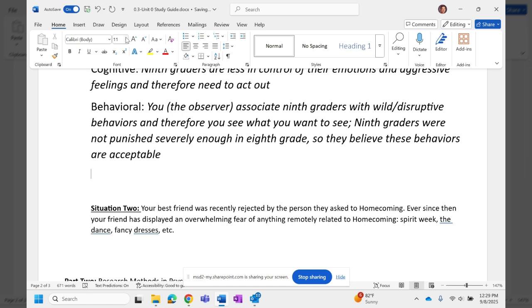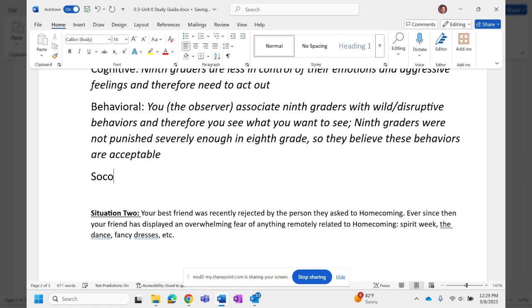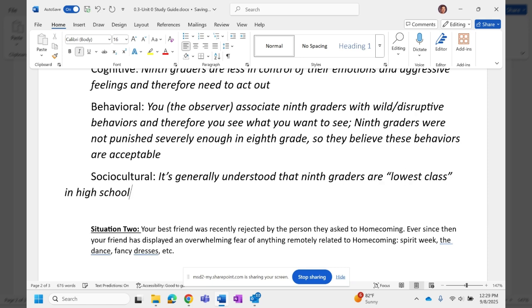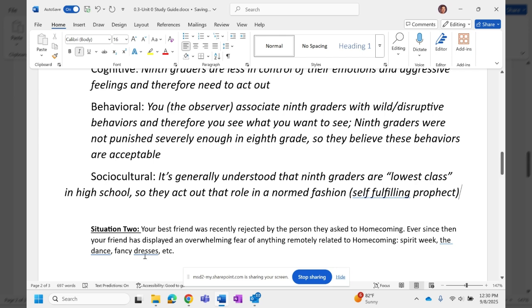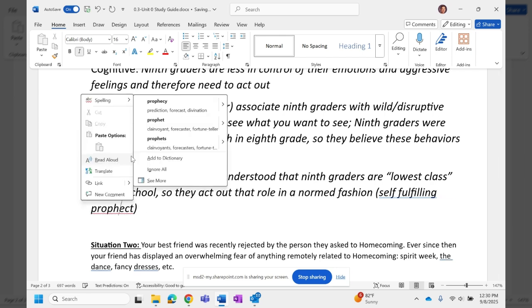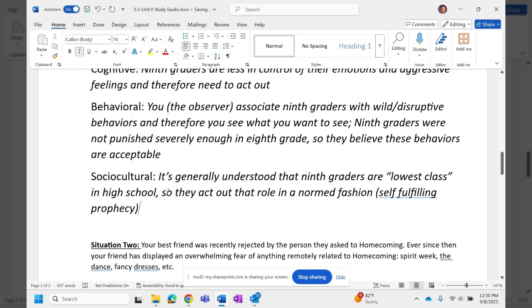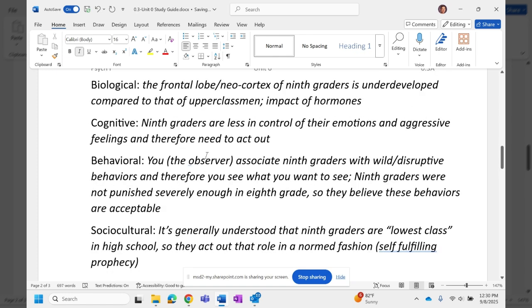Let's do sociocultural. So sociocultural, it's generally understood that ninth graders are the lowest class in high school, so they act out that role in a normed fashion, or like a self-fulfilling prophecy sort of. They just kind of assume that they're supposed to act like that, and that's how they've been treated. And they don't have strong role models or something like that, or maybe their parents kind of baby them, things of that nature. So there's 4 right there.